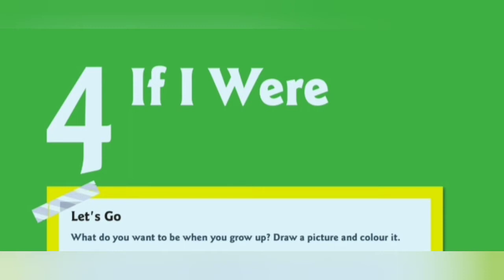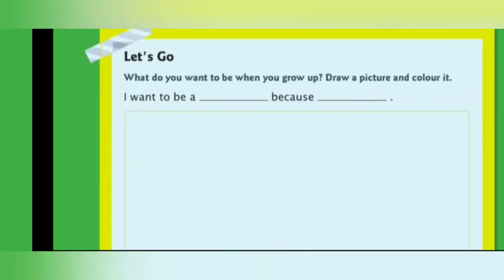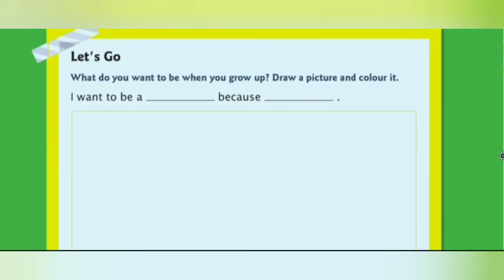If I were means if I am not a student and if I am like someone, I would do this, I would have done this. This is what today you are going to see. Before that, as a warm-up exercise, I want to do an activity from the Let's Go session. Please take your English student's book, page number 43, Let's Go session.